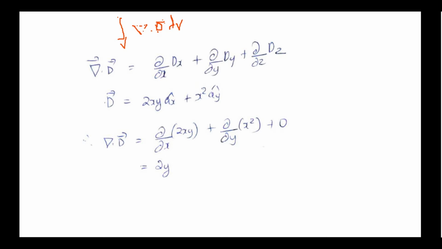In order to evaluate del dot D, we know this is nothing but the divergence, dou by dou x Dx plus dou by dou y Dy plus dou by dou z Dz, and our D is 2xy ax cap plus x square ay. So the Dx component is 2xy, the Dy component is x square, and the Dz component is 0. So if you evaluate dou by dou x of 2xy, y is a constant, 2 is a constant, so 2 and y can be taken outside. Dou by dou x of x will be 1, and dou by dou y of x square, x square is constant when you consider y as a variable, so the derivative of a constant is 0, so what is left is 2y.